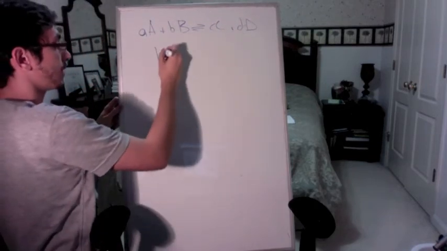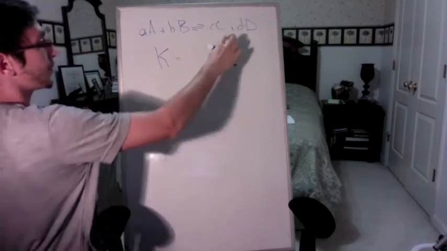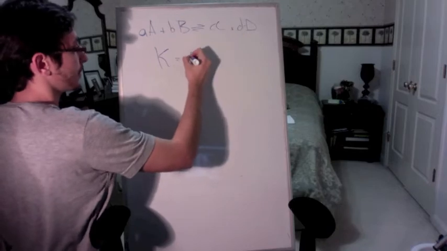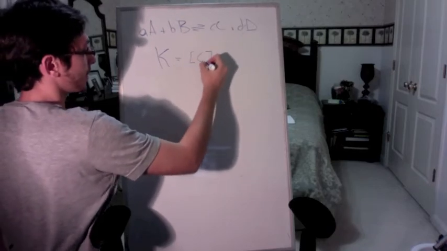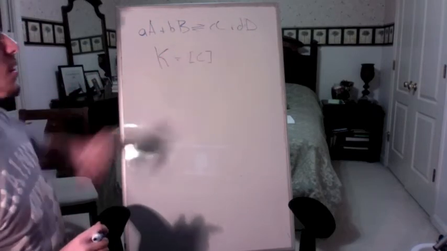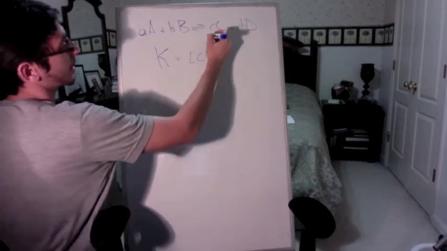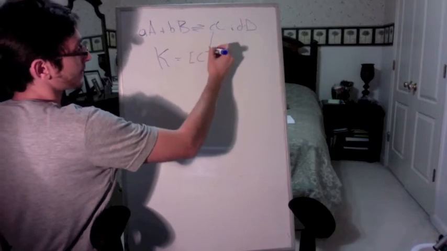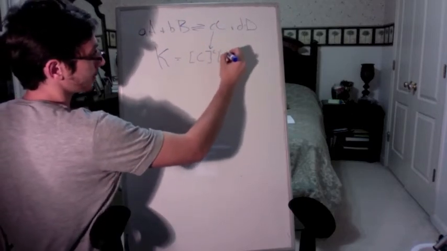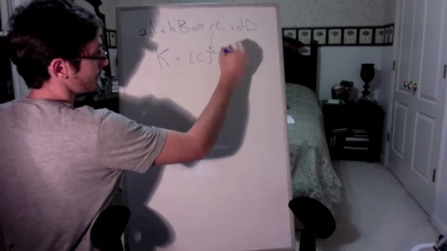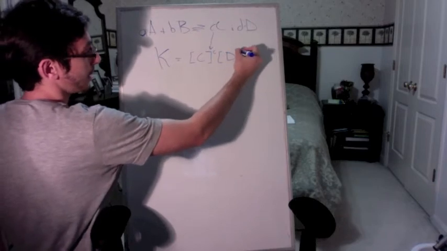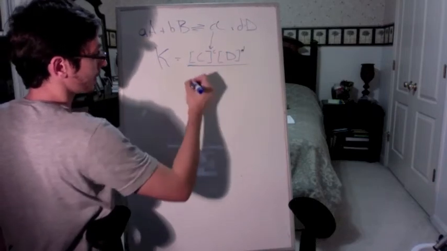As I was saying earlier, the concentrations of the products go in the numerator, and I'm going to multiply them. Now, something else to look out for here is the coefficients. The coefficients are going to act as exponents. So this is multiplied by the concentration of substance D, and the coefficient just comes right down as an exponent.